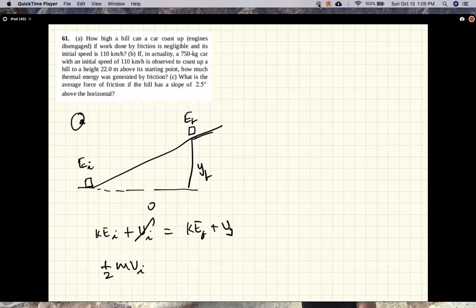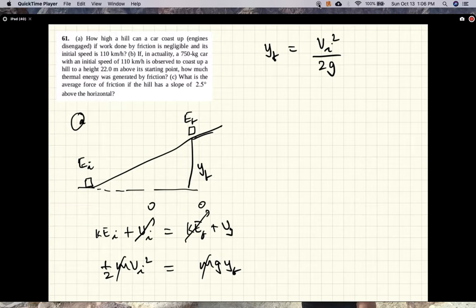1/2 m v initial squared is equal to 1/2 m v final squared plus m g y final. When it comes to the top, it's at rest, so K final is 0. So the mass cancels, meaning every car going at that speed will reach that height. So Y final is equal to V initial squared divided by 2g. This is how high the car will rise if it's going at that speed.